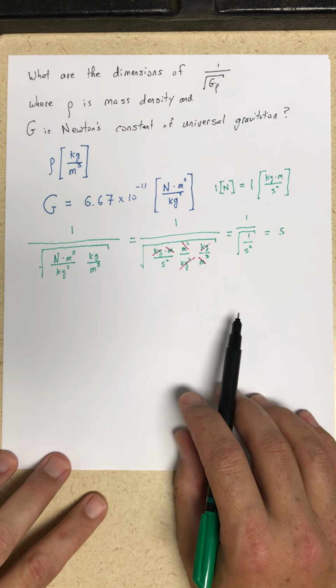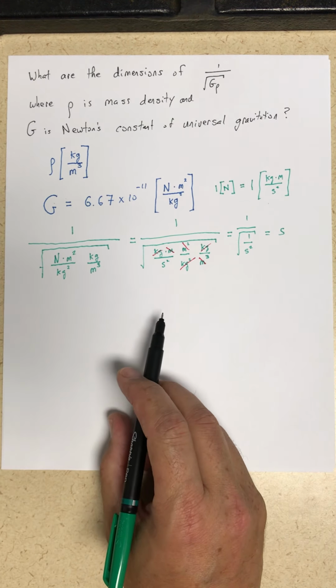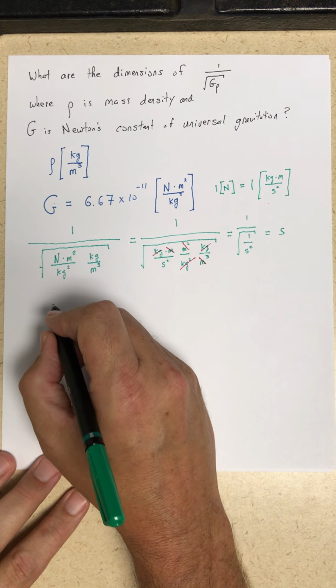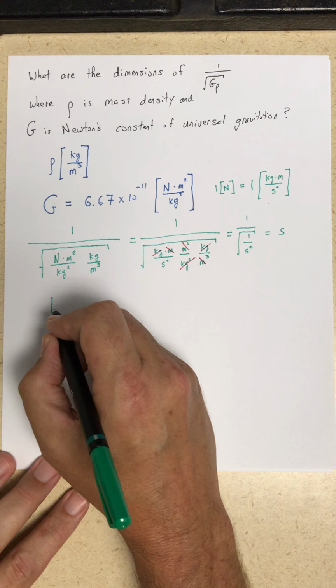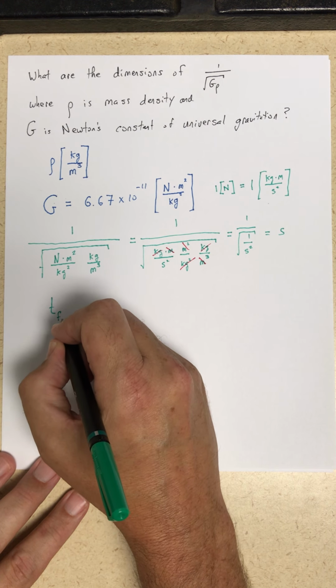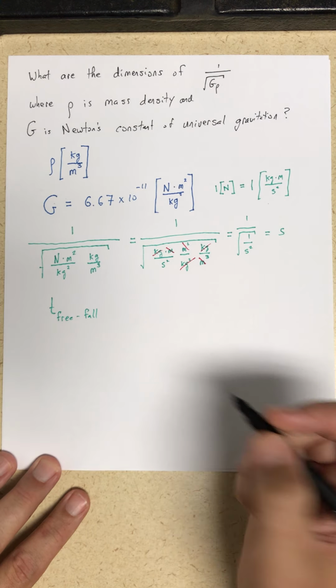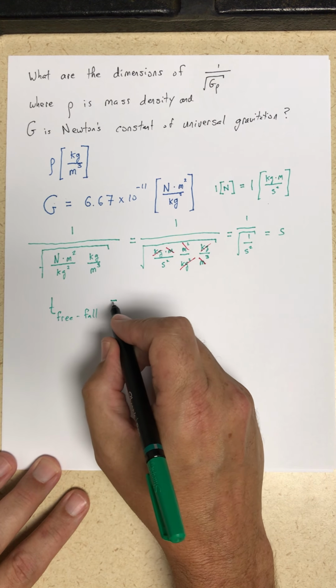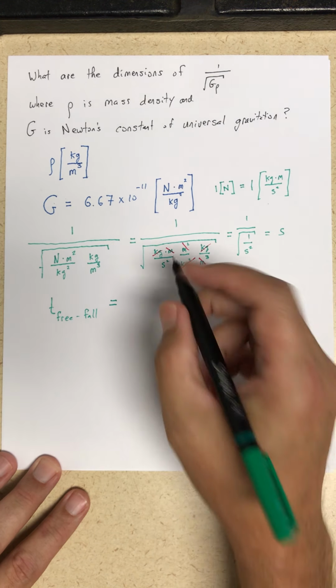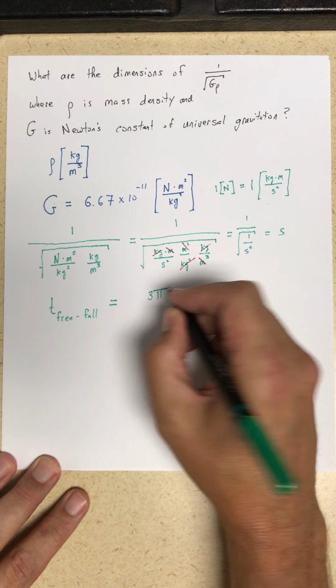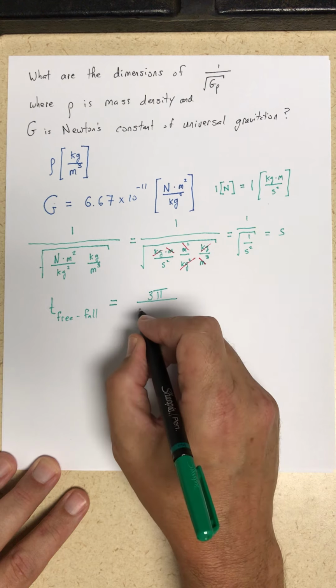In fact, this quantity 1 over square root of G rho comes up quite a bit in astronomy. It's how long it takes something like a cloud of uniform density gas to collapse under its own gravity. It's called the free fall time. And its actual value, if you want an equation for it, is as follows.